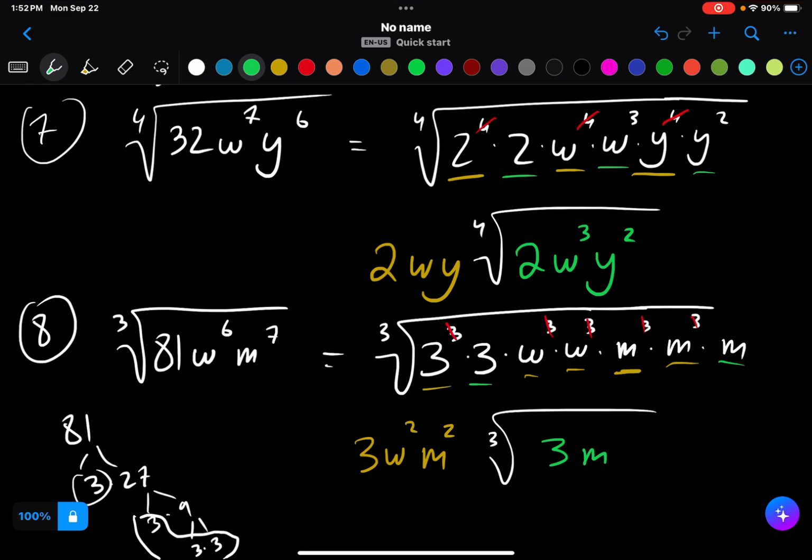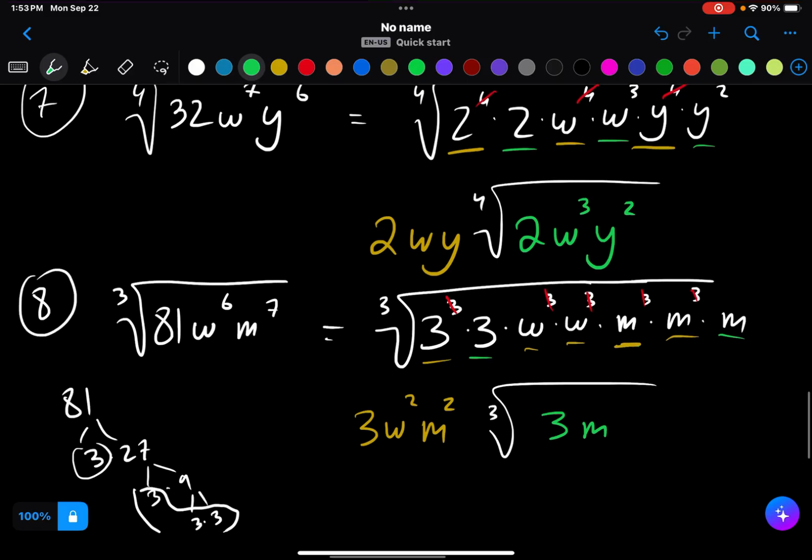That's 7 and 8. Let me know if you have any questions, or if you want to pause this, pause this. Now let's move on to the back side, and let's do number 9.